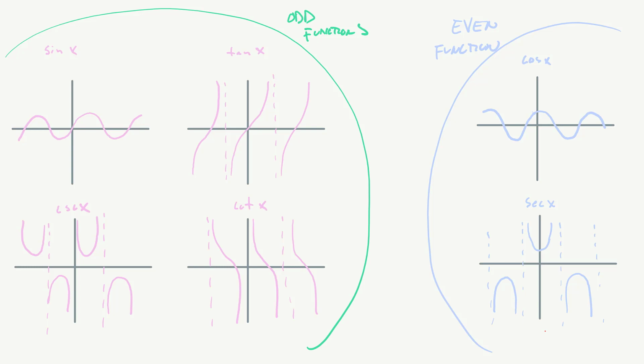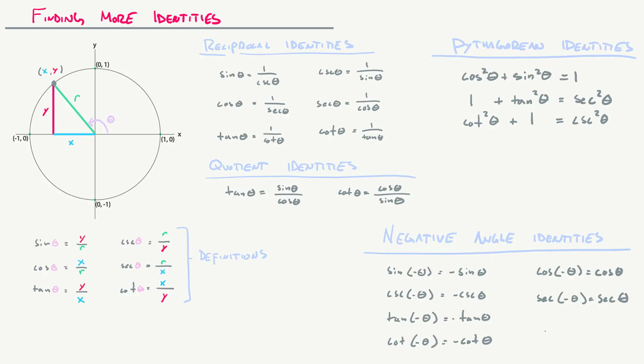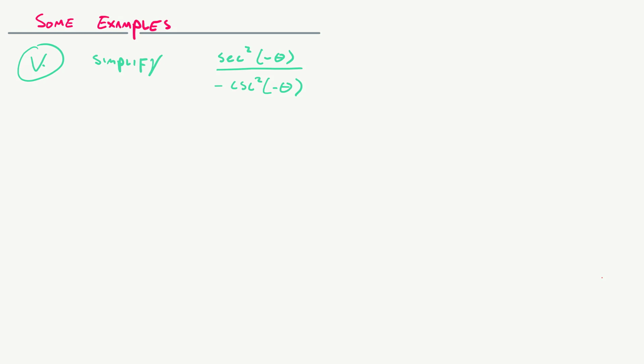So let's add this to our identities list. We're going to call these the negative angle identities. And it's the sine, cosine, cosecant, secant, tangent, cotangent of negative theta. What's it equal to? Well, here's all the odd functions, right? This just comes from the definition f of negative x is equal to negative f of x. That's the definition of an odd function. So the negative just comes outside of the parentheses, basically. That's true for odd functions. Even functions, cosine of negative theta is equal to the cosine of theta, secant of negative theta is equal to secant theta. So let's just do one more example, I promise, and we're going to be done.